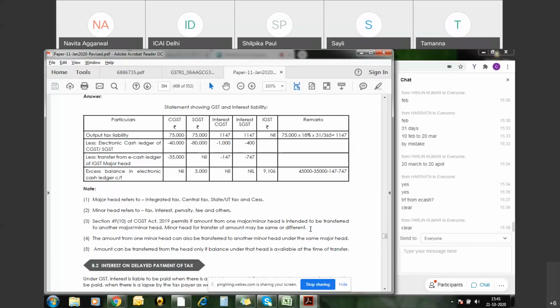Means the amount can be transferred to the same minor account, or from major to major account. It can be transferred from major to minor account also, or from one minor account to a different minor account. That is allowed under the Act. Hope it is clear.